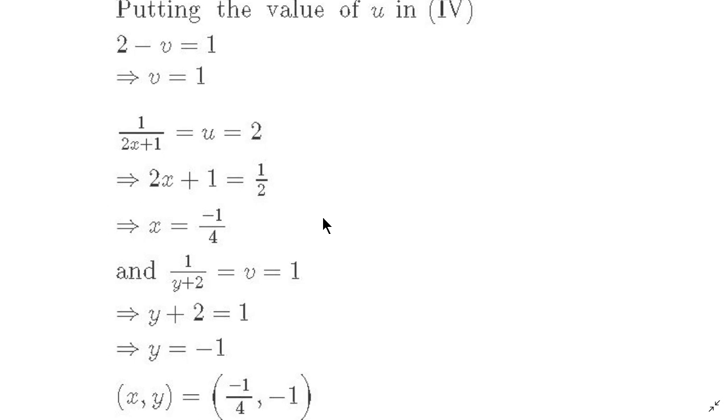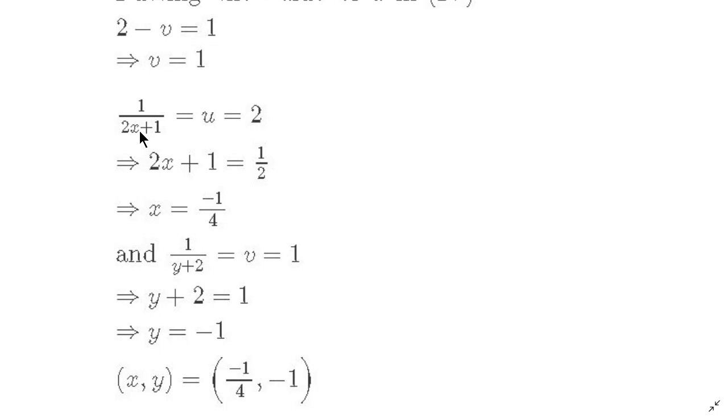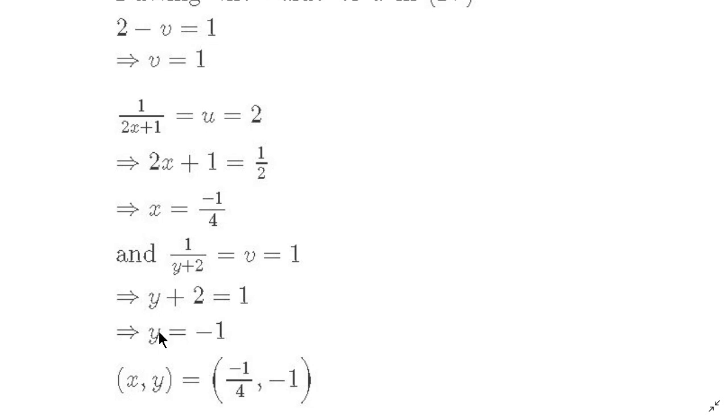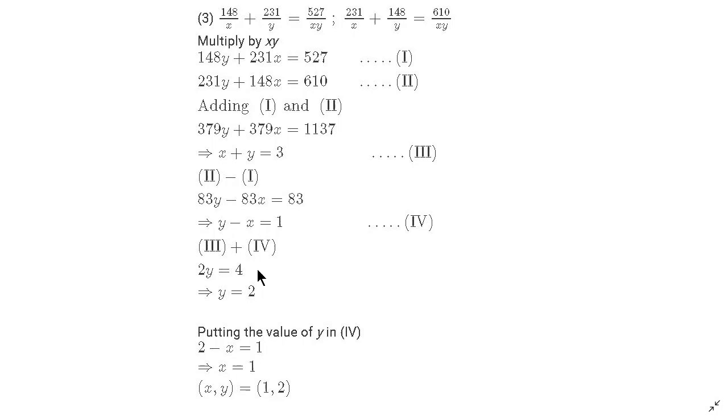Then the last step is finding x and y. What was the assumption we made at the start of the example? 1 upon 2x plus 1 is equal to u. Then u is equal to 2. So find x, which is x is equal to 1 minus 1 upon 4. Similarly, 1 upon y plus 2 is equal to v, which is 1, as we found out. Then find the y value: y is equal to minus 1, and this is the ordered pair of x and y.